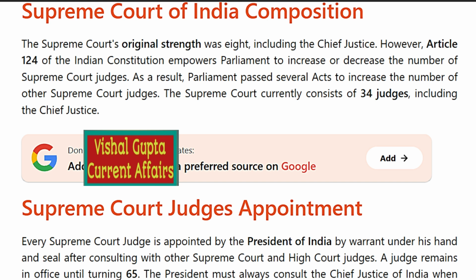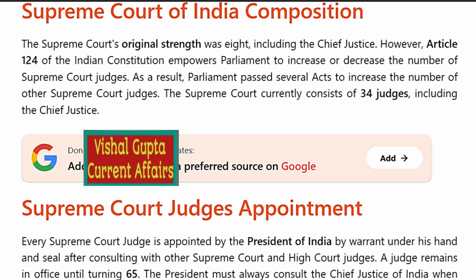Supreme Court of India composition. The Supreme Court's original strength was 8, including the Chief Justice. However, Article 124 of the Indian Constitution empowers Parliament to increase or decrease the number of Supreme Court judges. As a result, Parliament passed several acts to increase the number of other Supreme Court judges. The Supreme Court currently consists of 34 judges, including the Chief Justice.